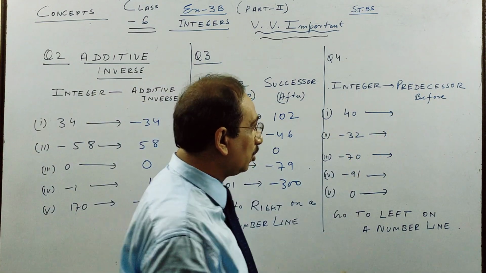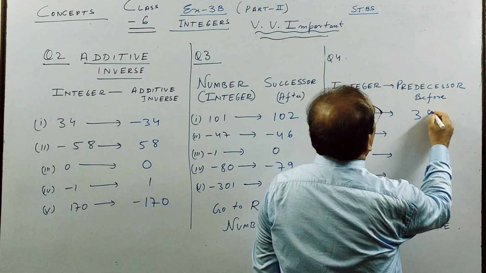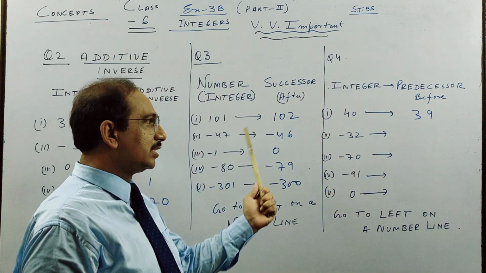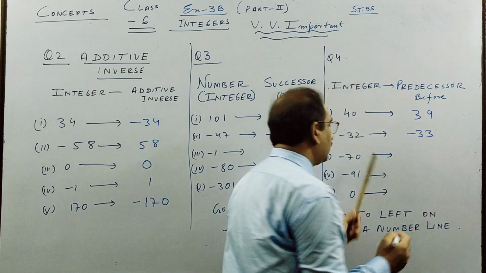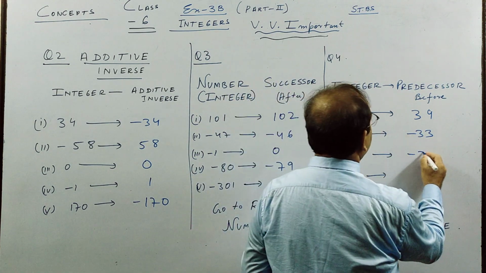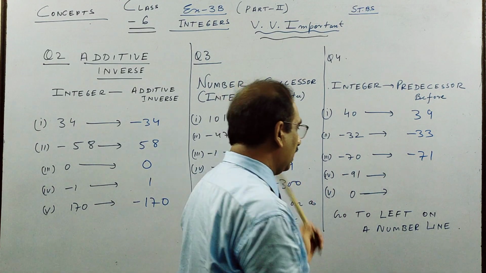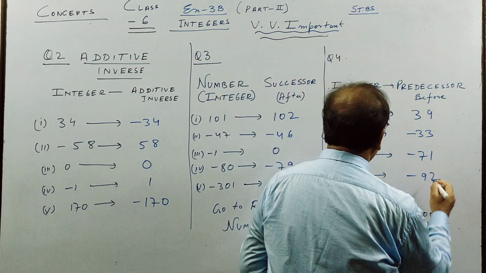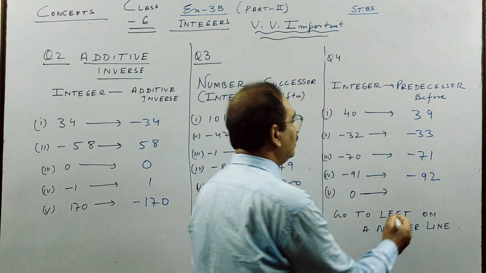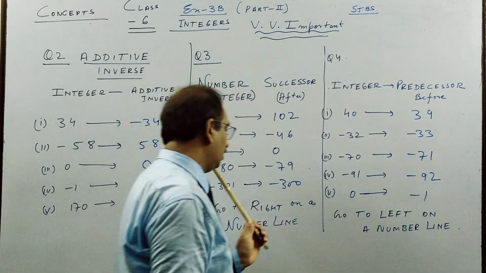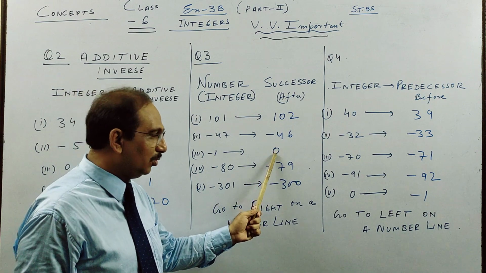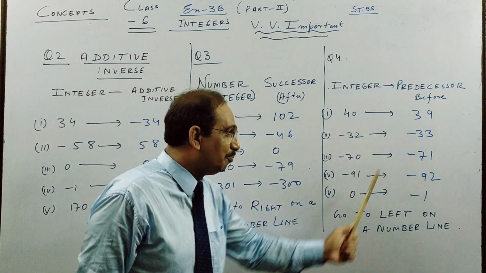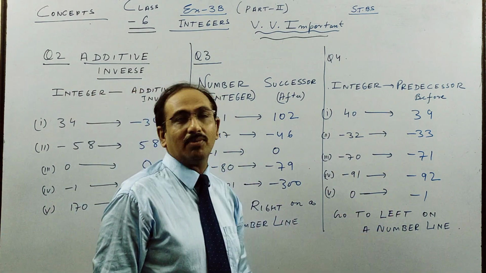Predecessor means before. You go to the left. So 40, predecessor is 39. Predecessor of this is minus 33 on a number line. This is minus 71 to the left. This is minus 92 to the left. And 0 is minus 1. See, very interesting. Minus 1's successor is 0, and 0's predecessor is minus 1.